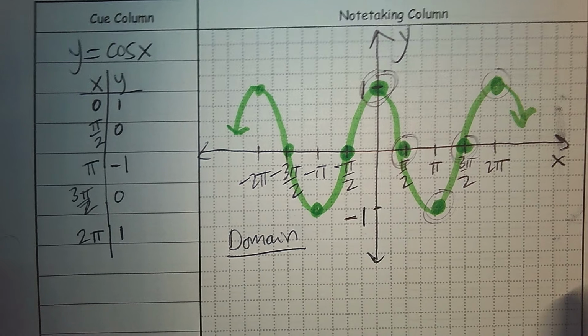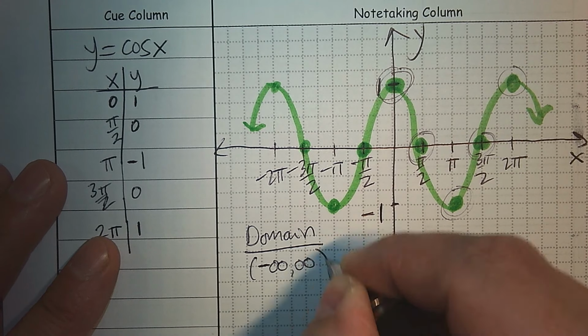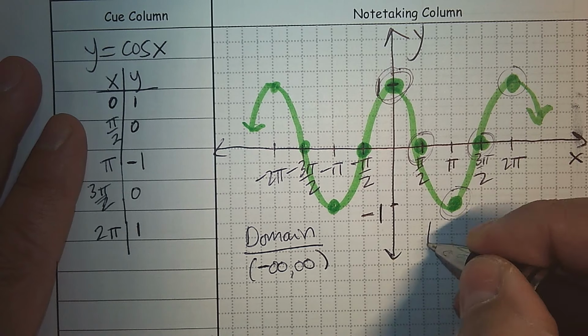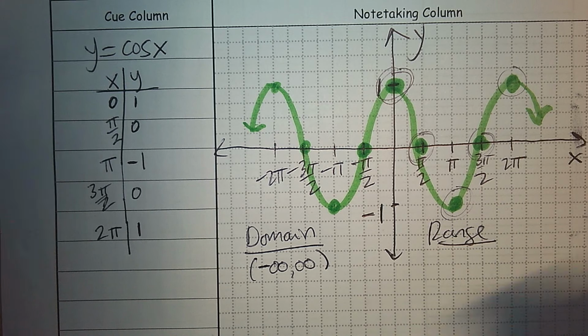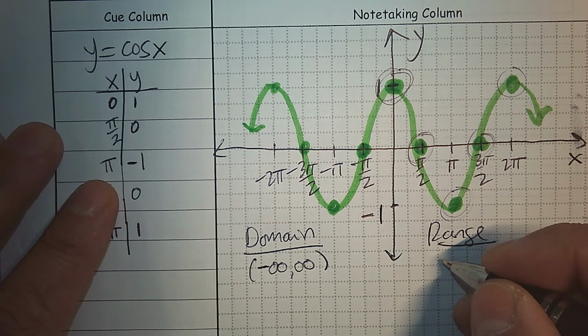Hey, underneath. Do you know the domain of sine is forever? All real numbers. But the range, do you notice this wave has a top and a bottom? And the bottom is -1.